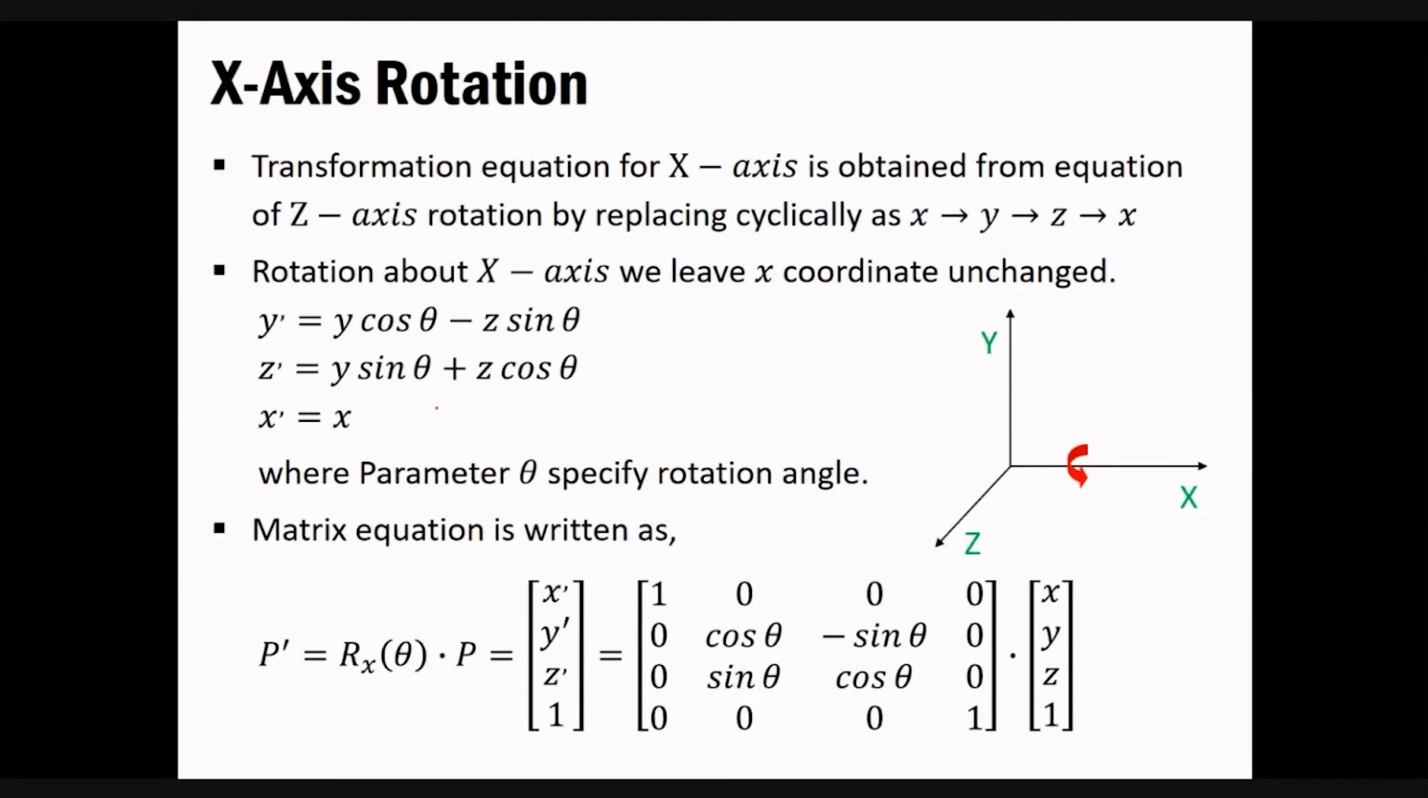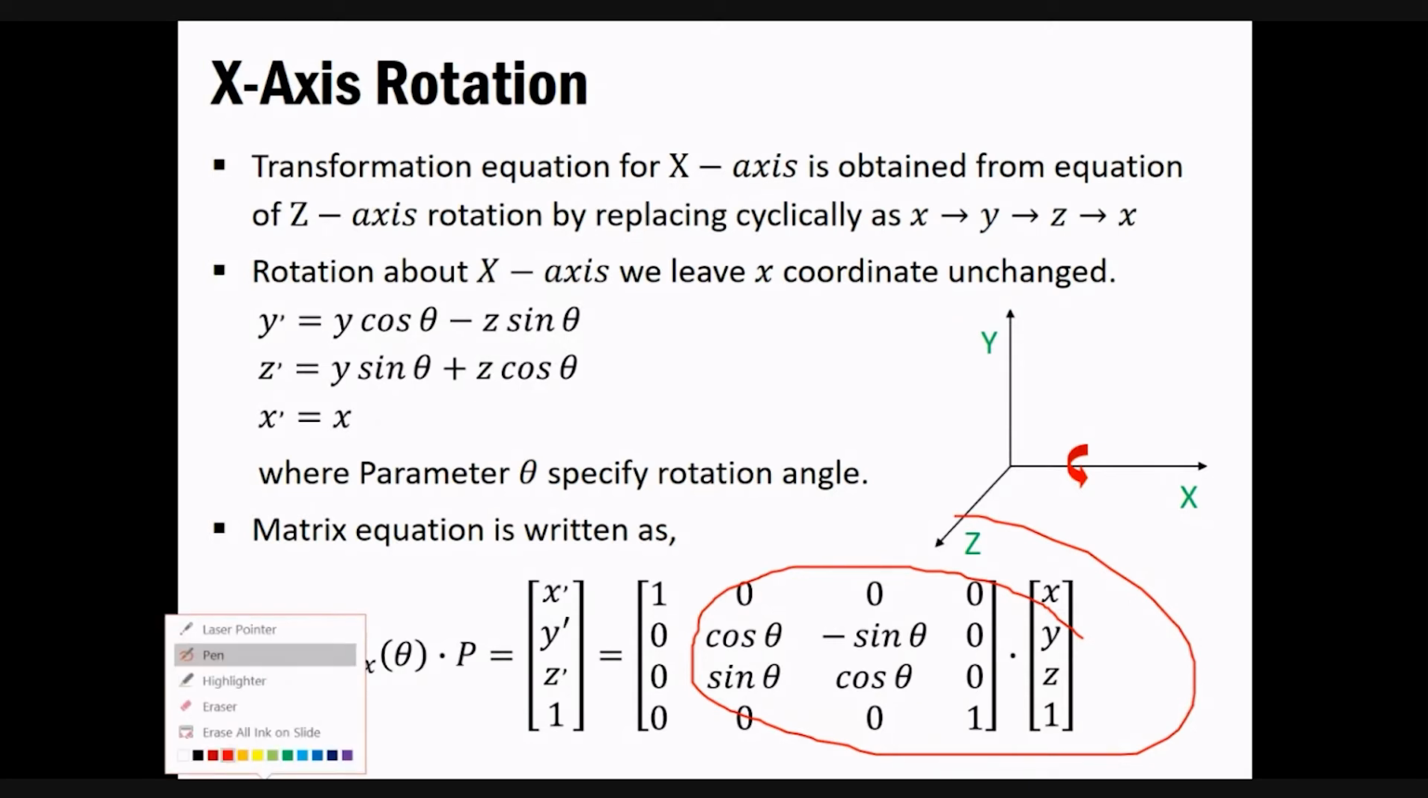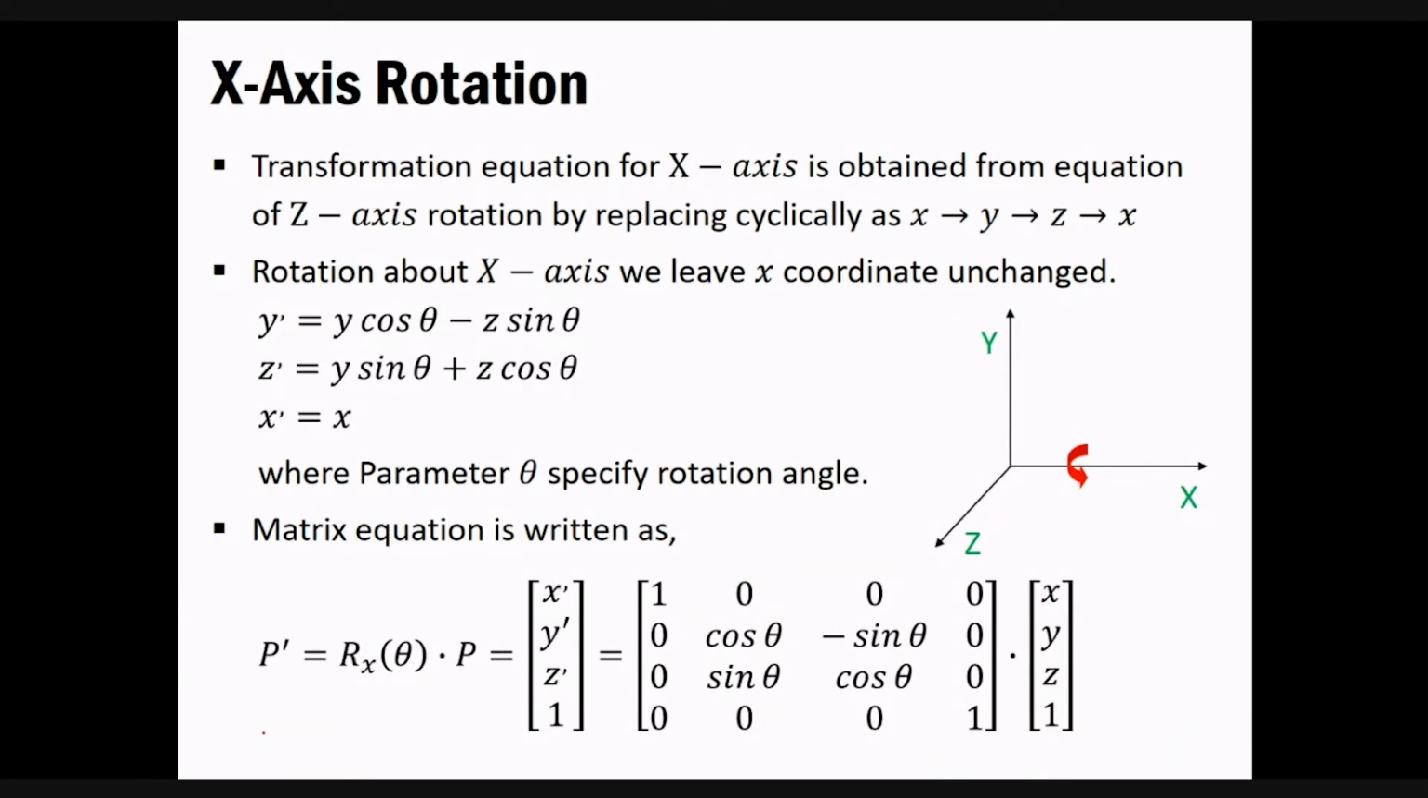Similarly for y and z, we have to put the required thing over here. So in our case we have cos theta and minus sine theta, similarly sine theta and cos theta over here. Then you just need to remember this matrix, nothing else is needed on your side, but obviously for the respective axis rotation. So this is the general thing that we got if we want to perform rotation about the x-axis.